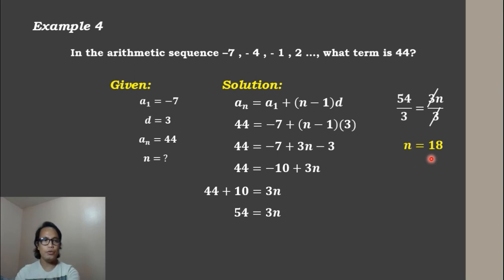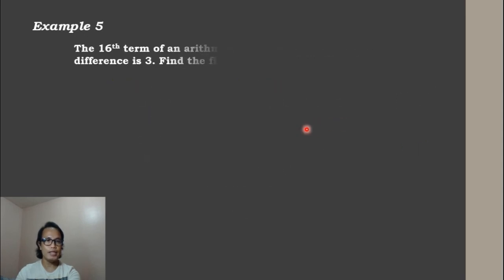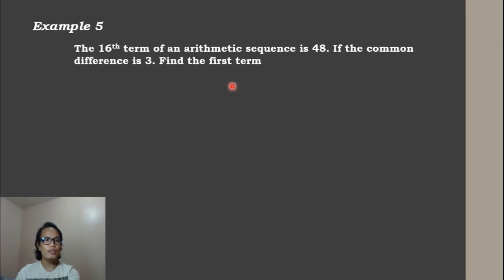Let's proceed to example number 5, which is our last example. The 16th term of an arithmetic sequence is 48. If the common difference is 3, find the first term. This time, we are told to find the first term. Okay? So identify what are the given. Of course, our a sub 1 or the first term is unknown since we are told to find the first term. Next, our common difference is given, which is 3. A sub 16 is 48, which is the 16th term. And of course, our n is 16.